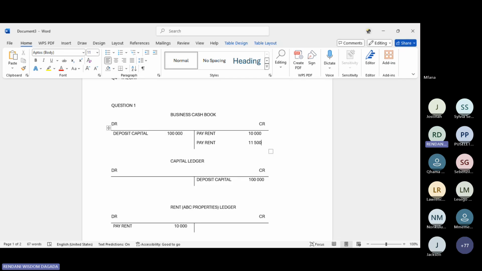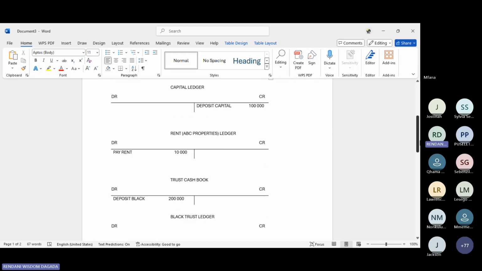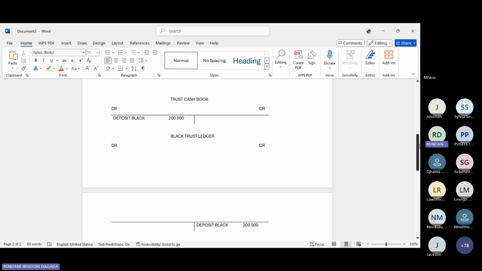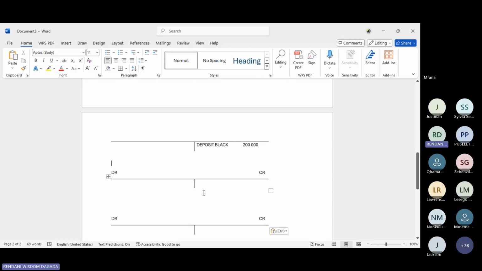Now, when we are paying with VAT included, we need to do a step further. We need to open 2 extra books. The rent one we already have, so we are not going to open it anymore. So the other book that we need to open is what we call the VAT input.